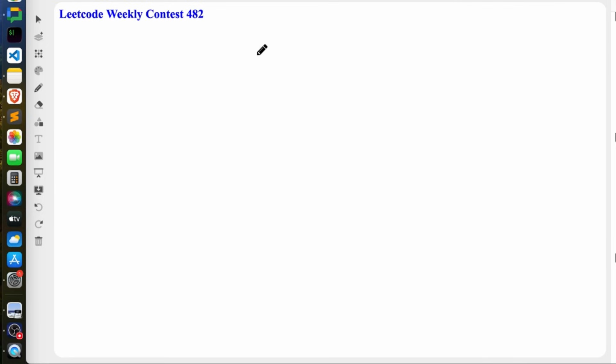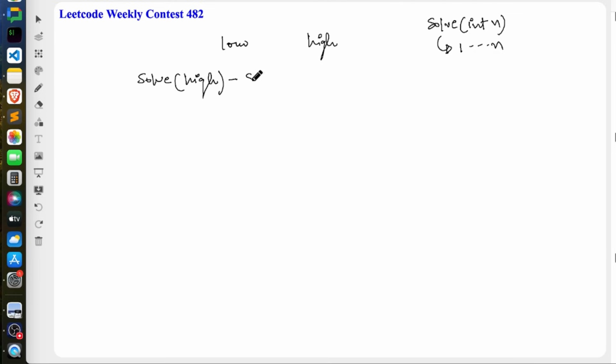So to start with, let's say you are given low and high. We have to find out how many balanced integers there are from this range low to high. What if I have a solve function that takes an integer n, and tells you how many balanced integers there are in the range 1 to n? Since we have to find out from low to high, we can do solve(high) minus solve(low minus 1).